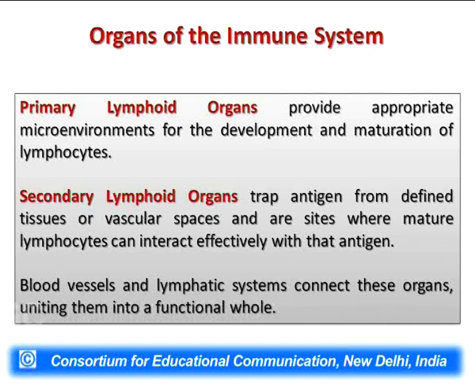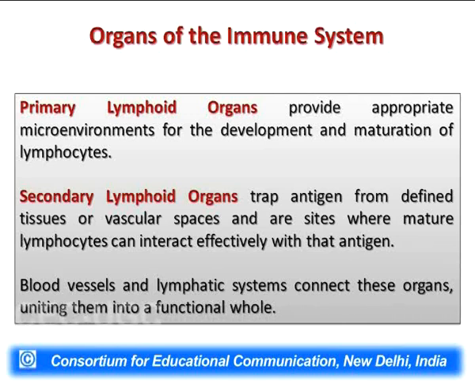The secondary lymphoid organs play the second role. They trap the antigens which are circulating within our blood circulation, and these are the sites where the maturation of the lymphocytes also takes place. These are the sites where there is an effective interaction of the white blood cells and the antigens or pathogens, and subsequently these pathogens are killed and removed from our body circulation.